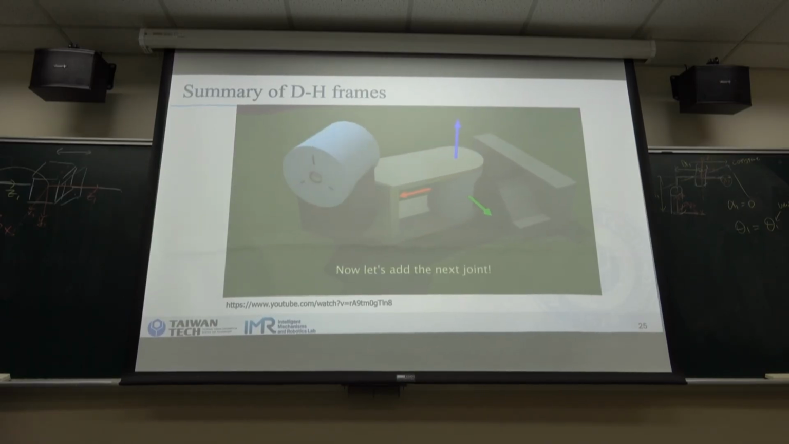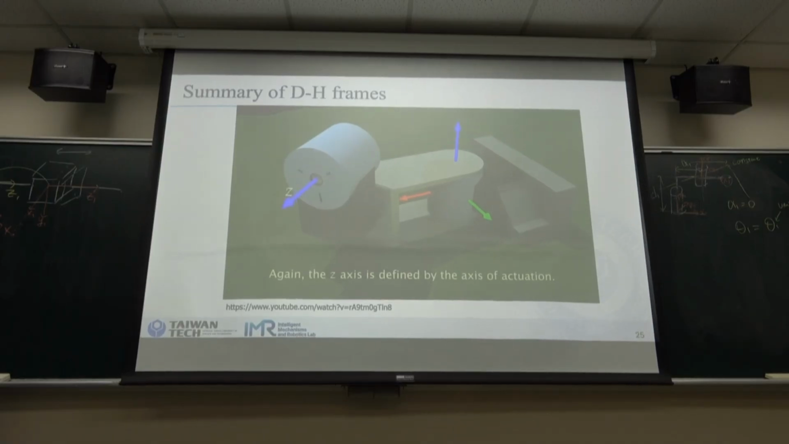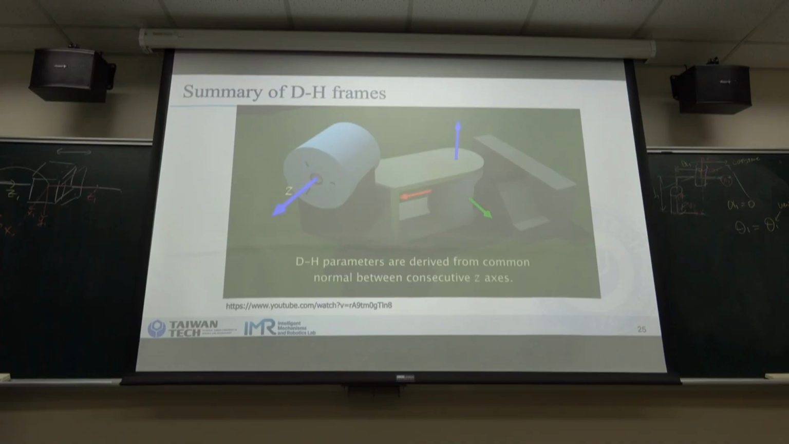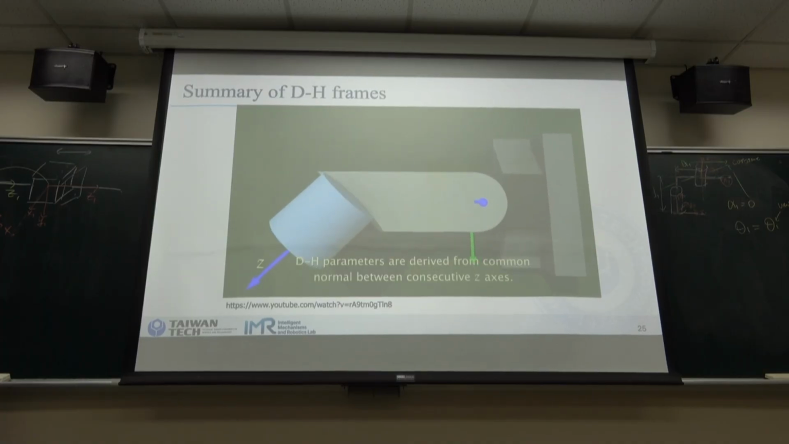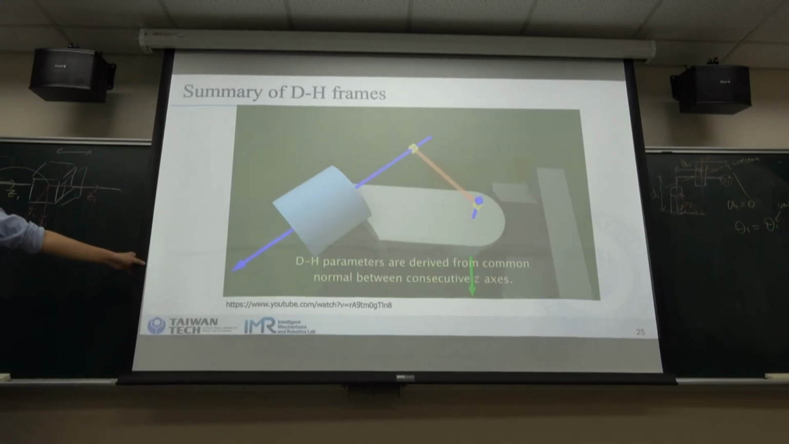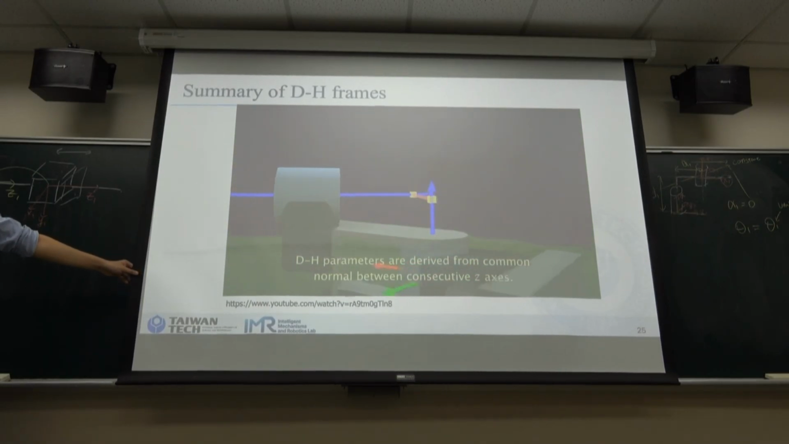Now, if we add another joint, we can determine the transformation between them. As before, the z-axis points along the axis of rotation. The DH parameters will be derived from the common normal between the z-axes. The common normal is orthogonal to both vectors. It's also the shortest line between them.